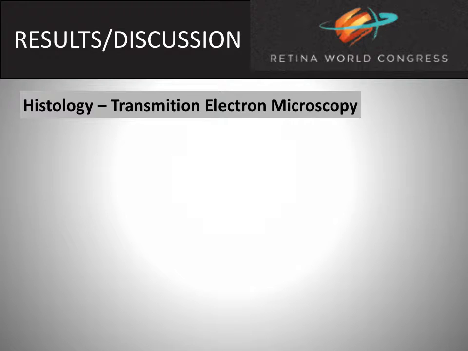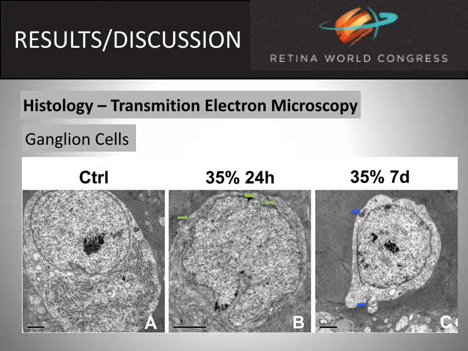Ultrastructural analysis revealed that concentrations of 10 and 25% did not disturb the appearance of retinal layers, which were present or similar to the control eye. However, at 35%, the images showed the ganglion cell layer with discrete swelling. At 24 hours, we observed mitochondrial damage. At 7 days, multilamellar bodies.